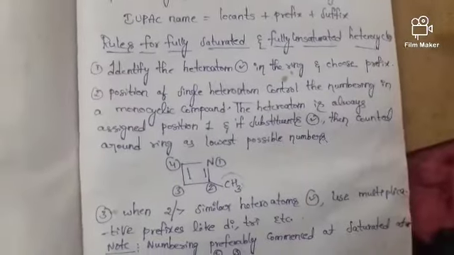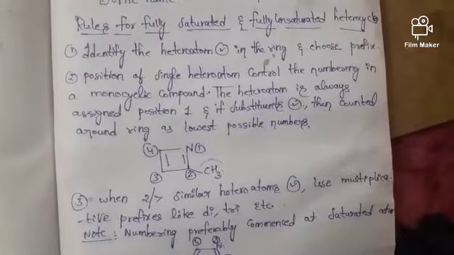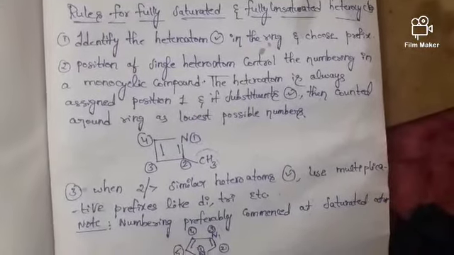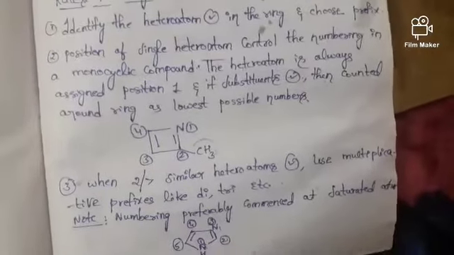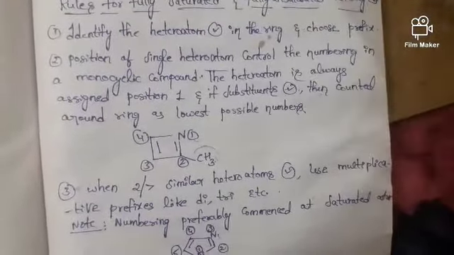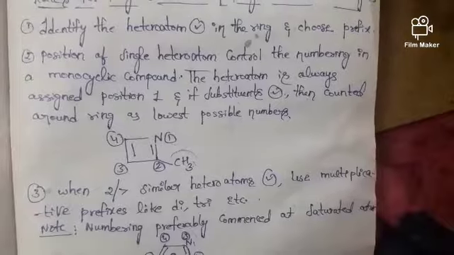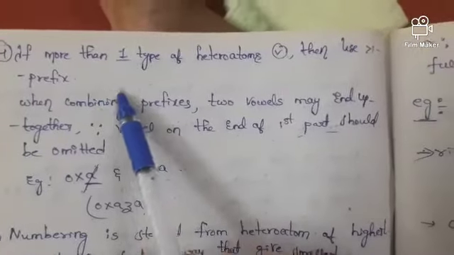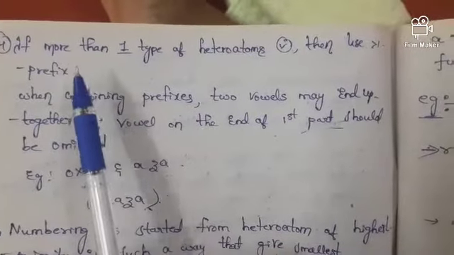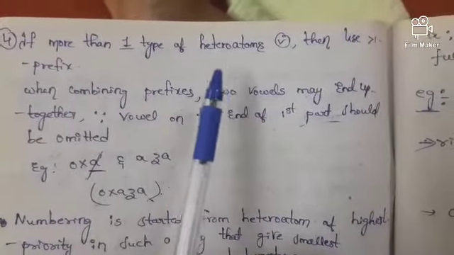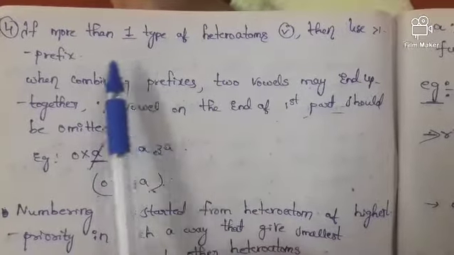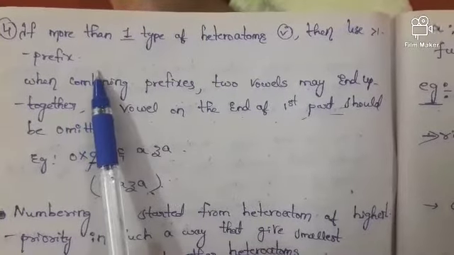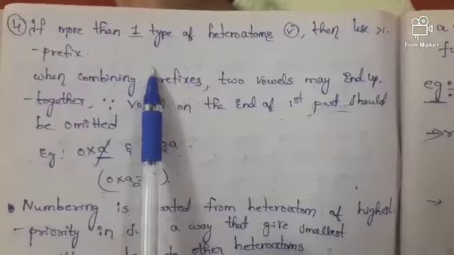Now we are discussing the rules for fully saturated and fully unsaturated heterocycles, and we have discussed all these three guidelines. Now let's move into the fourth guideline. See, if more than one type of heteroatom is present, then use more than one prefix. I already discussed even the fourth guideline.